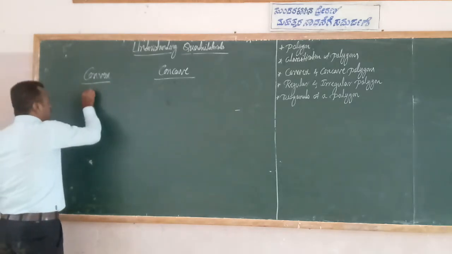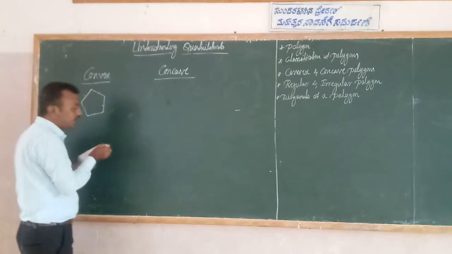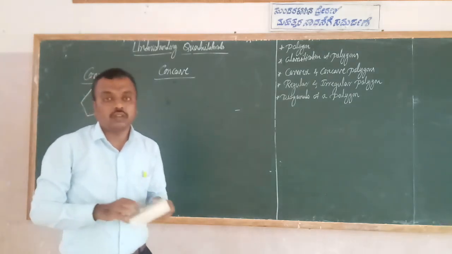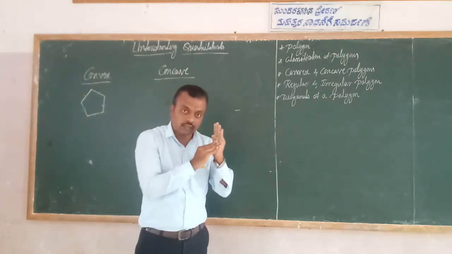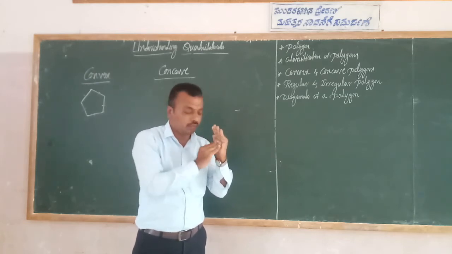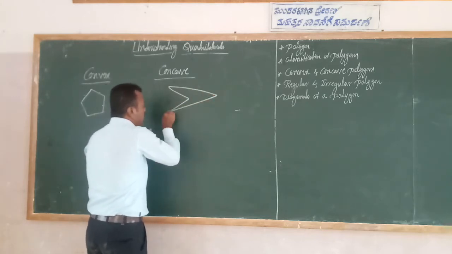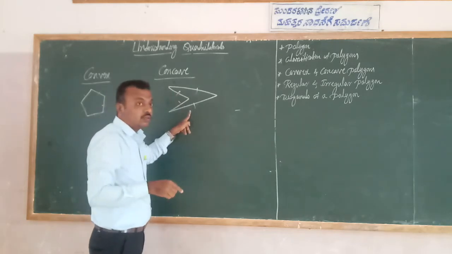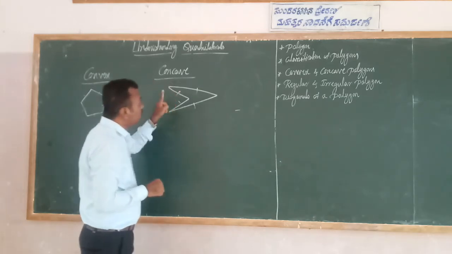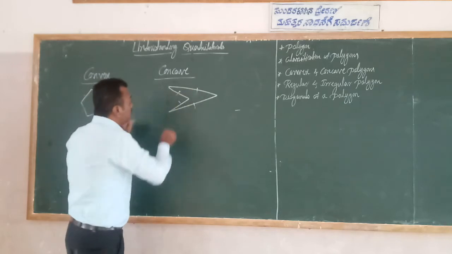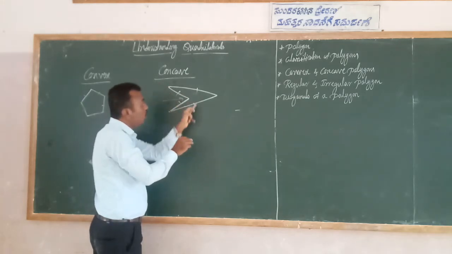For example, yes, this is convex. Concave means what? Have you heard the word cave? Cave means a hollow inside, right? So if it is bent inward, it should look like this. So 1, 2, 3, 4 sides are there, therefore it is also a quadrilateral. Any 4-sided polygon is called a quadrilateral. But this is concave, because it is bent inward, right? Hence this is called concave.